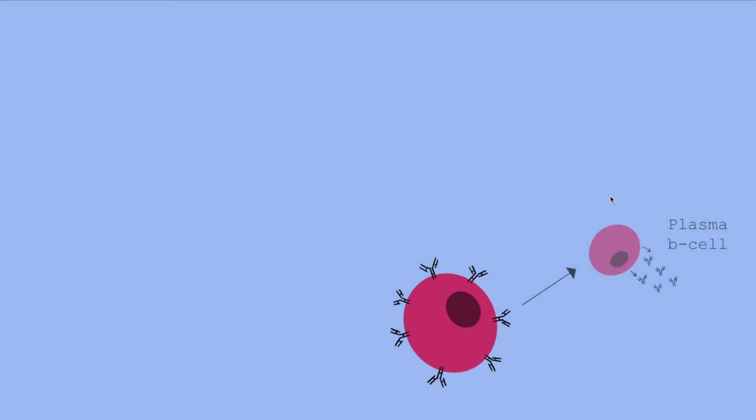The original B cell is now called the quote-unquote parent cell. Both the memory B cells and the effector B cells have the same receptor as the parent cell, but the difference between the two is that the memory B cells carry the antibody on the cell surface, while the effector B cells are able to release the antibodies. These free-floating antibodies work by locking onto pathogens in the body and marking them for destruction by other immune cells.